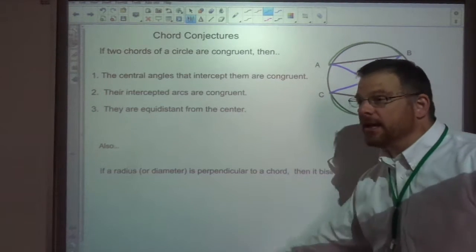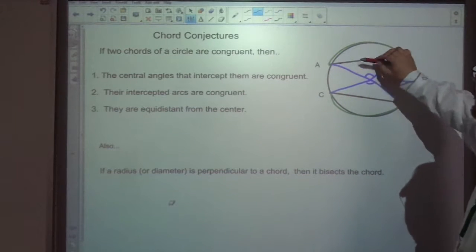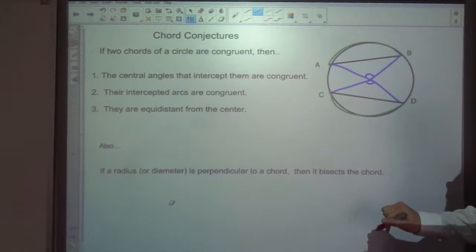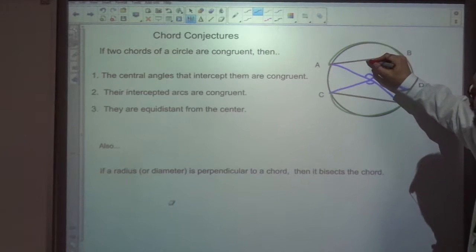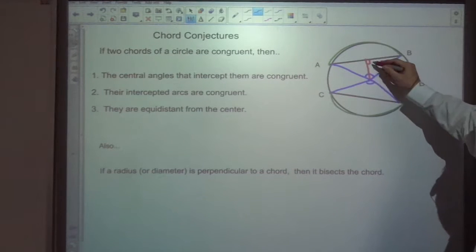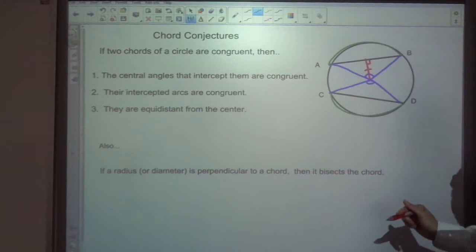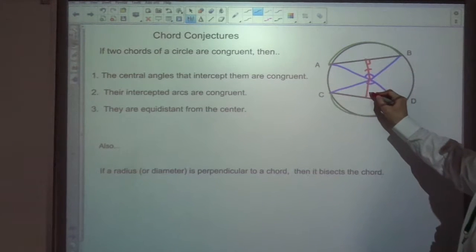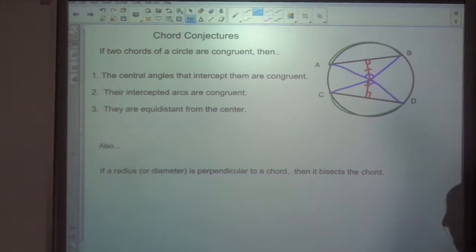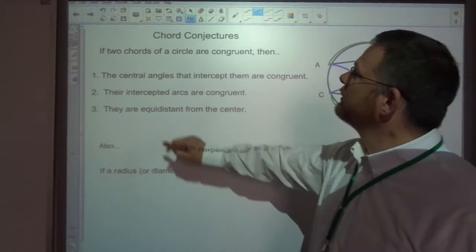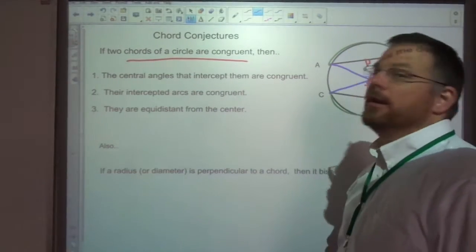And the third thing is that if these two chords are the same length, then they are the same distance from the center, equidistant from the center. So if I was to draw a perpendicular line here, that length, whatever that red mark is, would be the same as this distance perpendicular. So those would be the same distance away from the center. Those things are true if two chords of a circle are congruent.